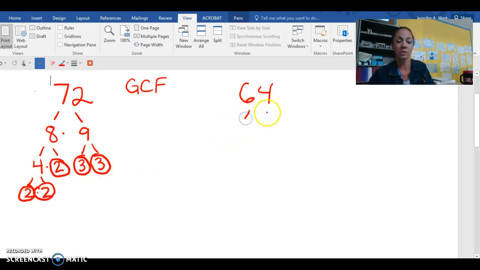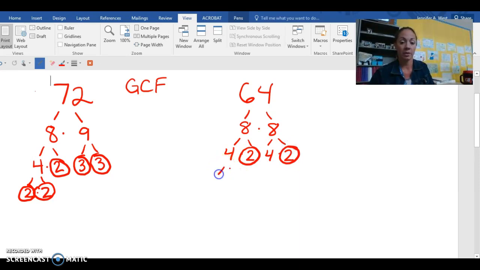Then up here for 64, we have 8 times 8. And those are not prime numbers, so we can keep right on factoring those. We have 4 times 2, and circle that 2. And another 4 times 2, and circle that 2. And factor out the 4 all the way down to the 2's. Can't go any farther with that one. And same with the other 4 up here. We'll put that as another 2 times 2 and circle those.